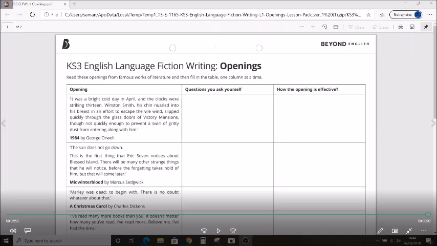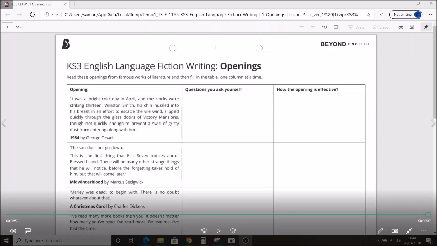The next task then is the second column on that openings worksheet. So the middle column we've just filled in, questions you ask yourself. Again, if you've printed this off, then you could have written that on there. And if you printed this off, you'll be able to write in the third column, how is the opening effective? If you've not printed it off, then, as I suggested before, jot down your ideas on a workbook or on a piece of paper, post-it note, and see what you come up with.